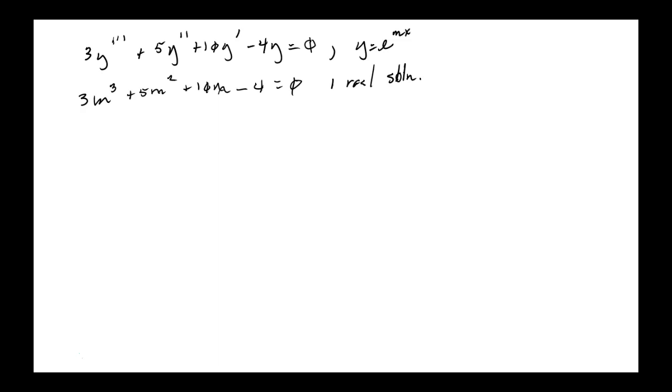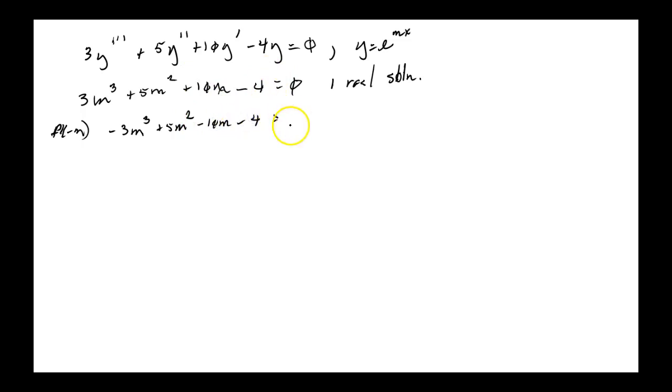The second part of Descartes' rule of signs is to consider p of minus m. That would change the sign of the first term: minus 3m cubed. It would not change the sign of the second one, because when you square a minus m, you still get m squared, so that would be plus 5m squared. It would change the sign of the next one, minus 10m, and it wouldn't change the sign of minus 4.